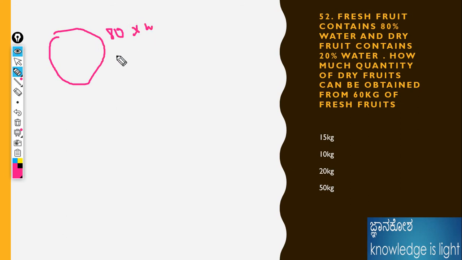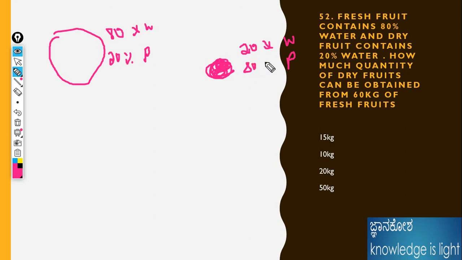For example, grape. If the grape is the example, it contains 80% water. What is the pulp of this one? 20% pulp should be there, isn't it? And the dry fruit contains 20% water. After the grapes are dried, they should have 20% water, isn't it? Then there should be 80% pulp.